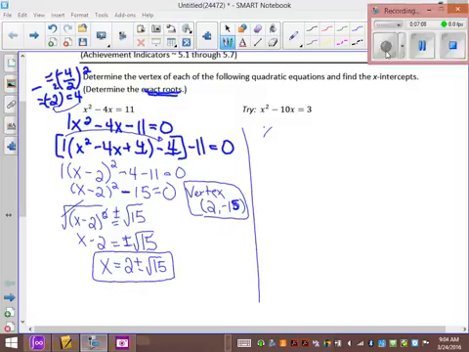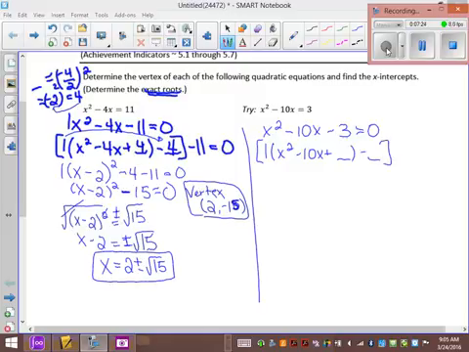Okay, so our first thing, we have to move this 3 over. Then you have to pull the 1 out. And you're left with x squared minus 10x plus blank minus blank square bracket minus 3 equals 0. Blank equals b divided by 2, so negative 10 divided by 2 squared, which is negative 5 squared, which is 25.